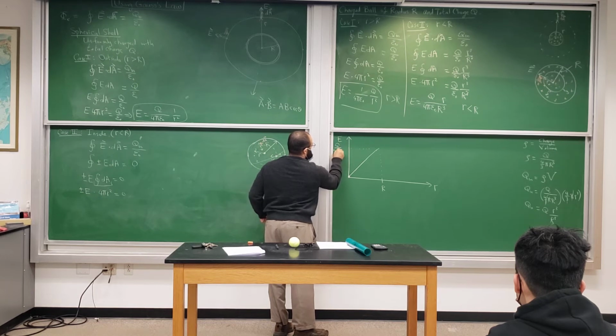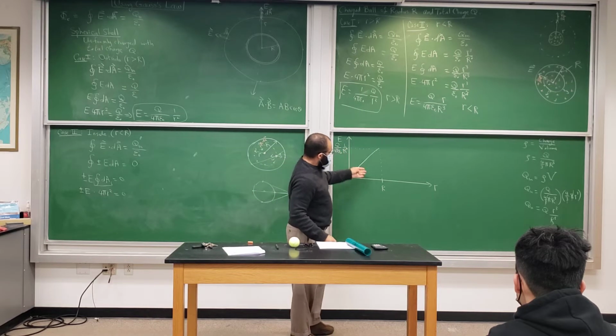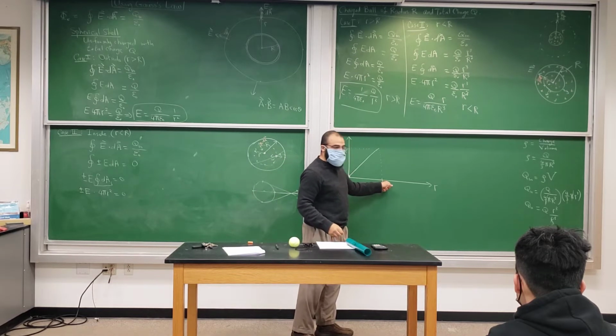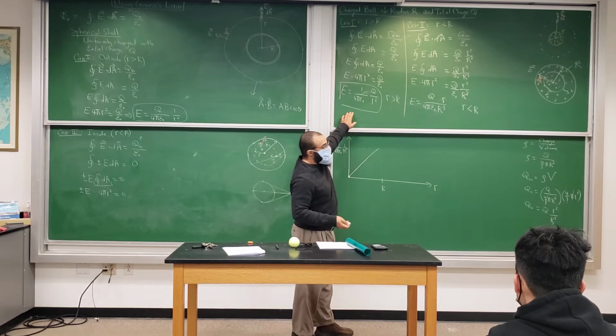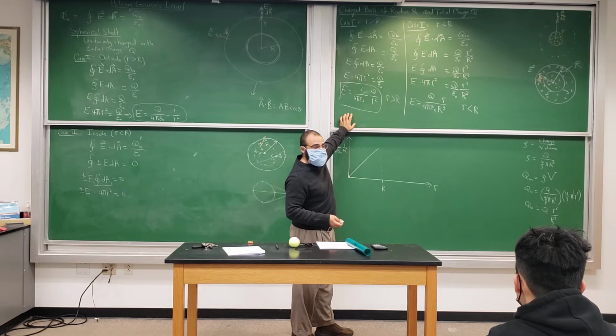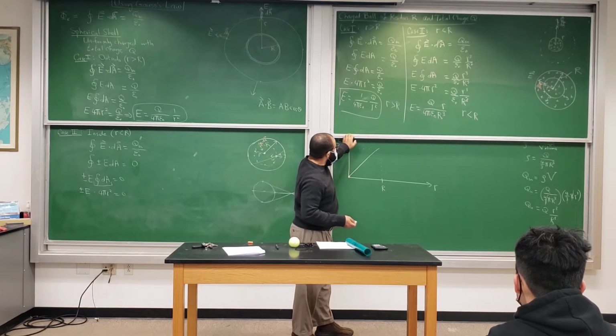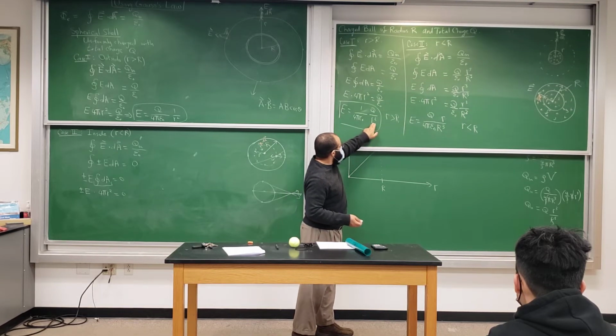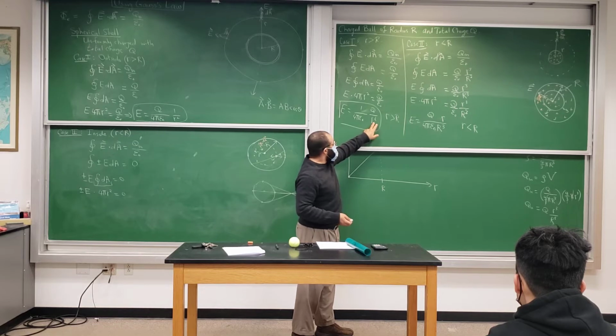Over 4 pi epsilon naught over capital R squared. Now, once you go over capital R, once little r is larger than capital R, this formula now applies. So let's see what this one says. Let's start with little r equal to capital R. What do we get if we plug in little r equal to capital R?